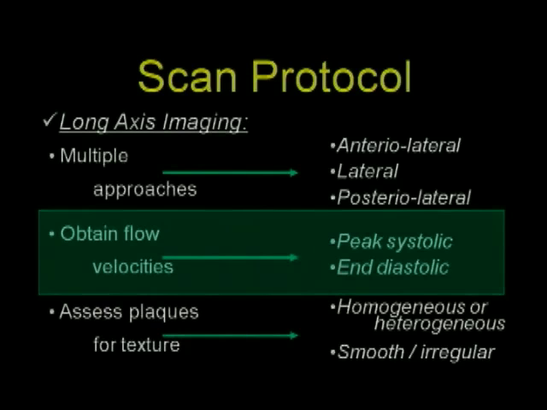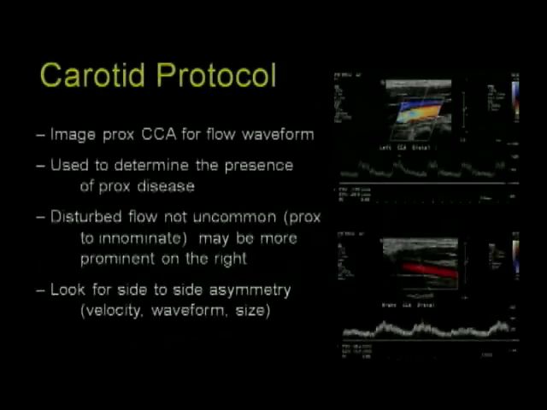In addition to evaluating plaque in the transverse image, we also assess plaques for their composition and texture in the long axis, and the 4 words that we use are either homogeneous or heterogeneous in terms of the content and character of the plaque, and then words like smooth and irregular to describe the borders of the plaque. We stay away from using words like hemorrhagic and ulcerated.